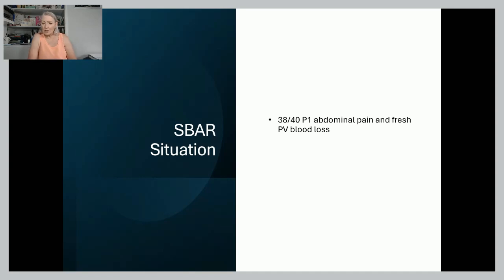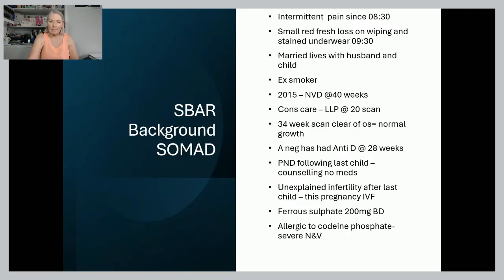Your situation then is that she's a 38-week para 1 who's coming with abdominal pain and fresh PV blood loss. So what's our background? You've been given this information on your assessment station, so you've got this information already. So she had sexual intercourse at 7:30 this morning, and she's had intermittent abdominal pain since about 8:30. And then about 9:30, she noticed some small red fresh blood loss when she was wiping and some staining on her underwear.